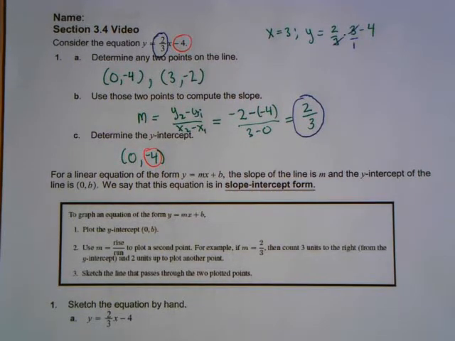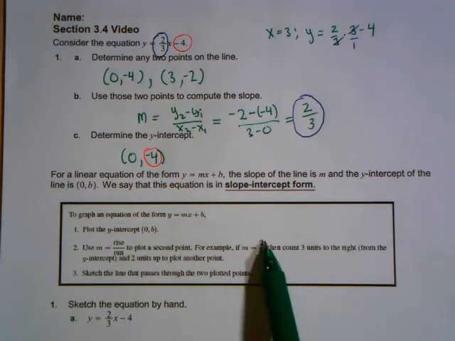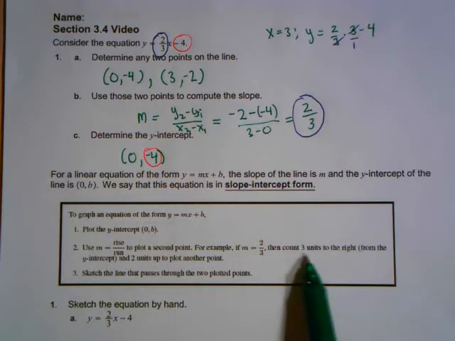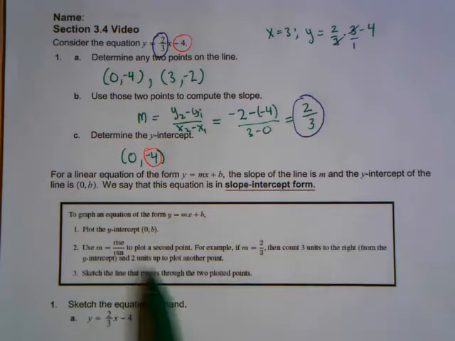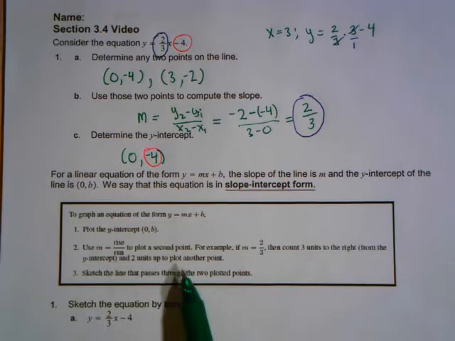Well, having y all by itself like this makes graphing equations very, very easy. Here's what we do. We plot the intercept. Then we use the slope, remembering the slope is rise over run. So if our slope is 2/3, that would tell us go up 2 and right 3. And here, for some reason, I wrote it 3 units to the right and 2 units up. Usually when I do it, I go the other way.